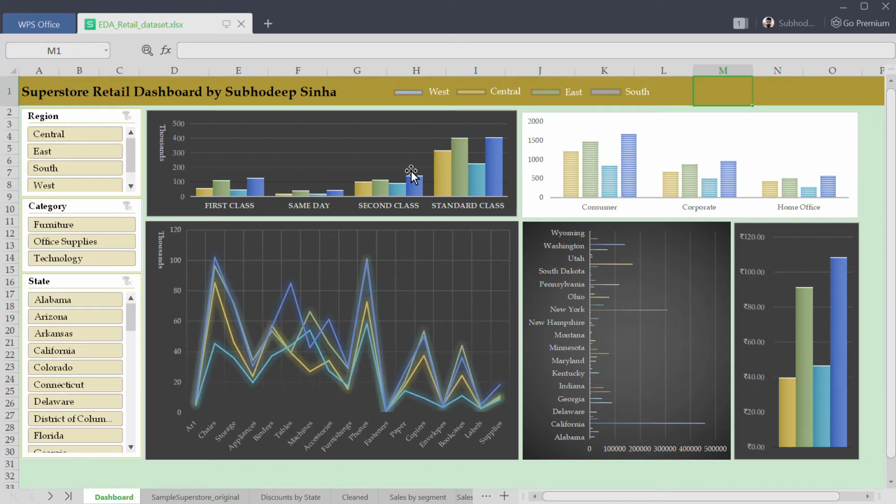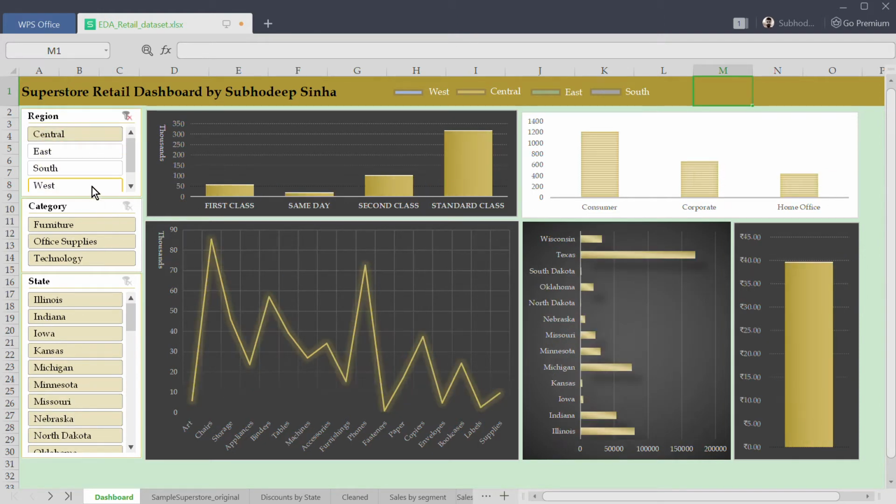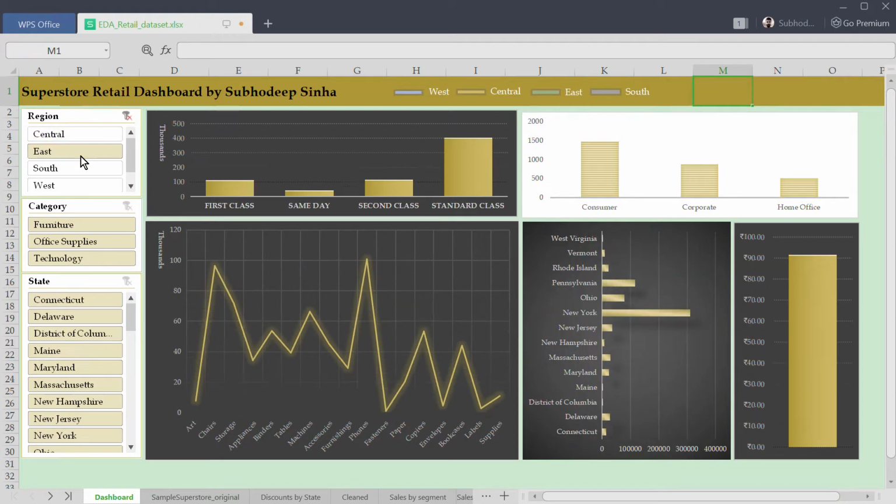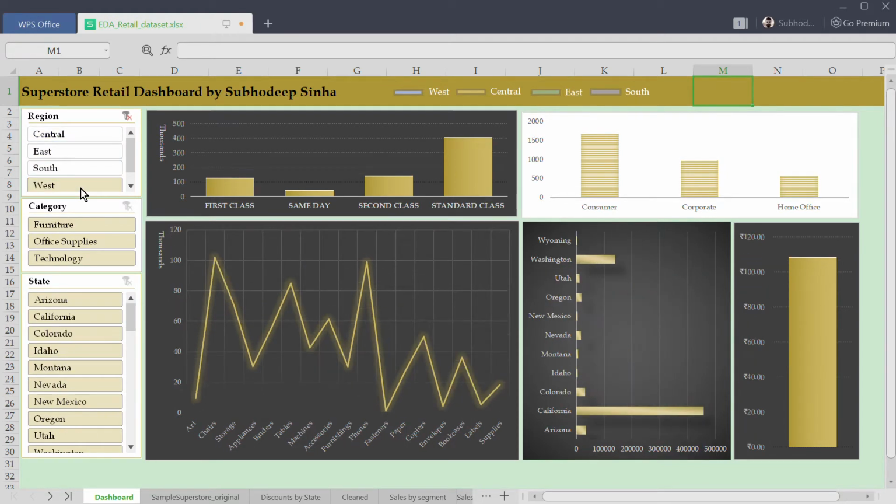The first graph shows the four types of delivery options offered by the Superstore retail market, and we see here that the standard class is the most popular among the consumers. We can click on this to check each delivery option per region separately, like central, eastern, southern, and western.